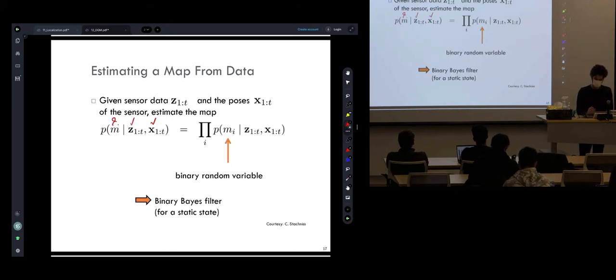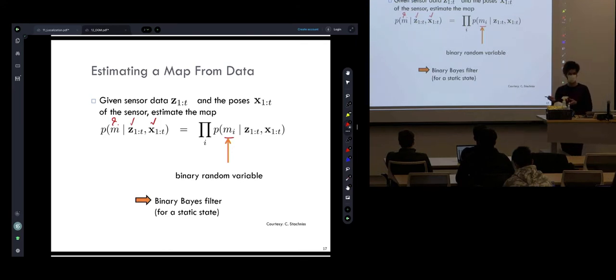So that leads to a filter called the binary Bayes filter, because it's in that framework of Bayes filter, but the state, the map, now is binary. In the Kalman filter, it was a Gaussian distribution. In the particle filter, it was a set of weights, like a histogram, an empirical distribution. Here, it's binary. It is simpler. That's called the static binary Bayes filter.